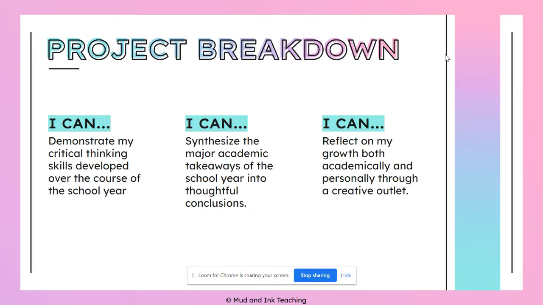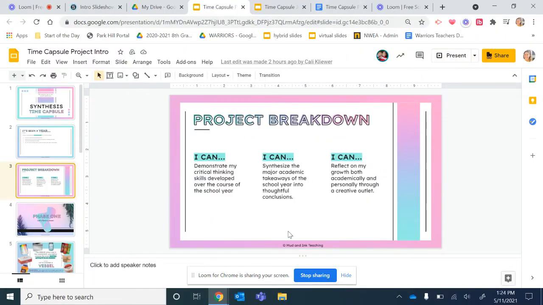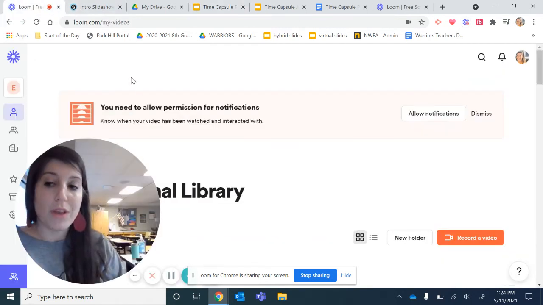These are your 3 learning objectives, kind of an overall project breakdown. Number 1, I can demonstrate my critical thinking skills developed over the course of the school year. Number 2, I can synthesize the major academic takeaways of the school year into thoughtful conclusions. And number 3, I can reflect on my growth both academically and personally through a creative outlet. So those are the 3 things that you are accomplishing with this project.